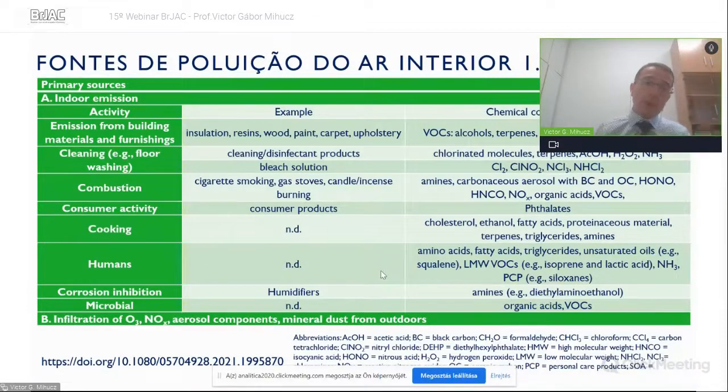Another part of the primary sources is due to infiltration of outdoor air pollutants into indoors, but we have to think not only of ozone or nitrogen oxide, but also of mineral dust. As regards the composition, you can see that there are a myriad of chemical compounds that can be identified or determined in the indoor environment. For example, we have volatile organic compounds, chlorinated molecules, amines and phthalates, cholesterols, a lot of compounds. So there's a lot of work to be done.